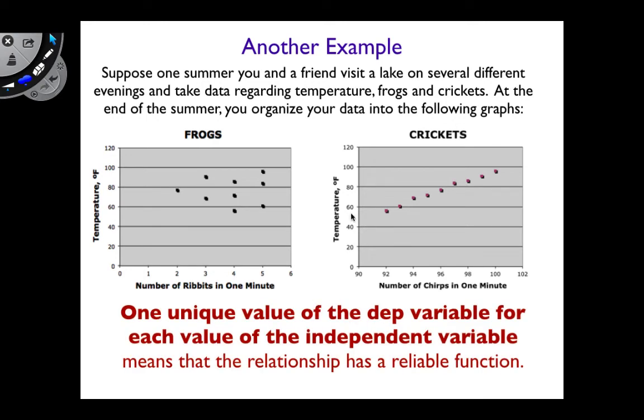Just to summarize, if one unique value of the dependent variable corresponds to each value of the independent variable, we've got a relationship that is a function. When you're trying to figure out if something's a function, sometimes you get the no, like the data graphed on the left there. Because if I thought that ribbits was independent, that the number of ribbits would tell me the temperature, I would find out by this graph, no, that's not true. Knowing the number of ribbits does not tell me the temperature. It could be a whole variety of temperatures. So that's not a function with ribbits as the independent variable.